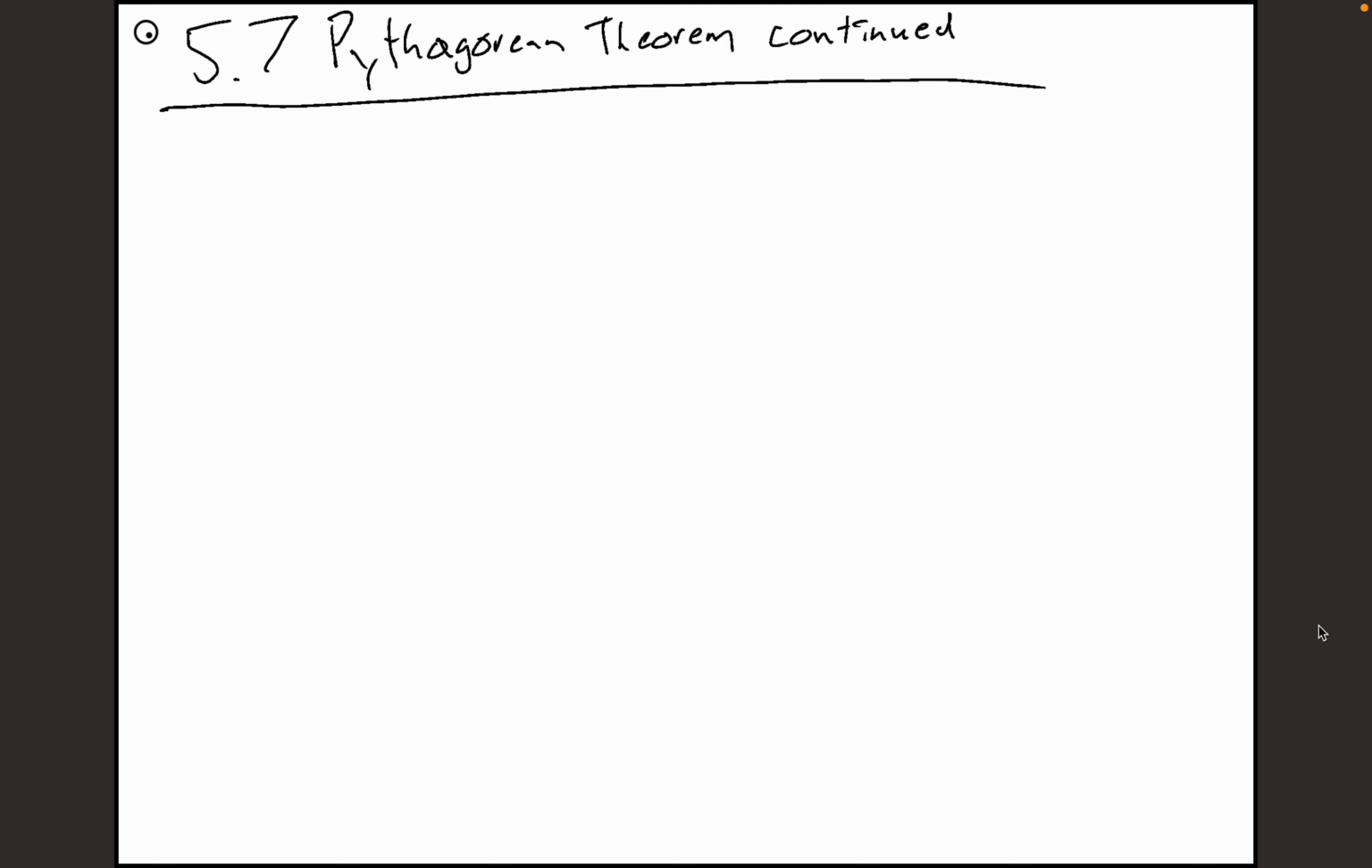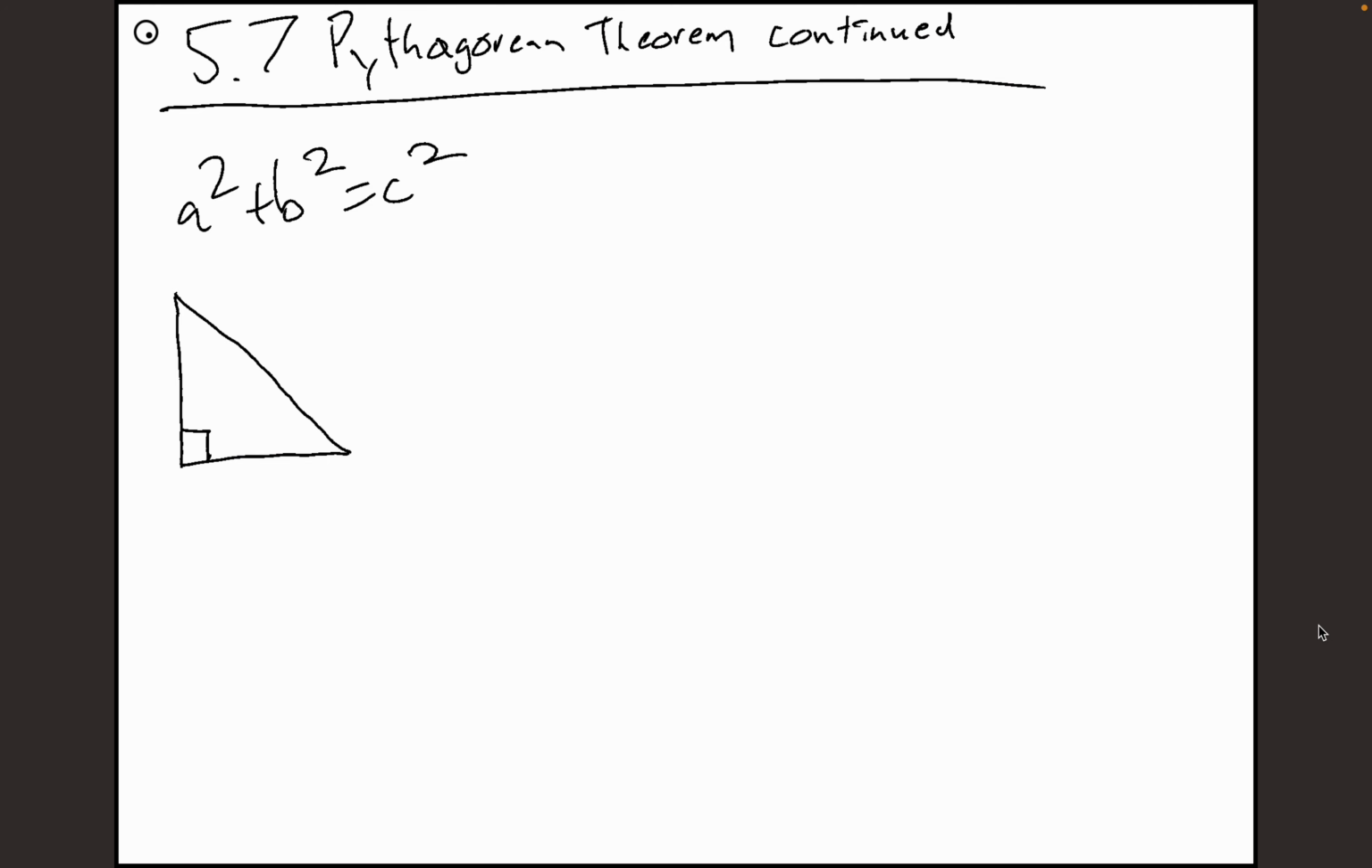Okay, so for today's virtual assignment, we're going to do 5.7 Pythagorean Theorem continued. With the Pythagorean Theorem, we discussed one main equation: a squared plus b squared equals c squared. When we did these problems, we were dealing with right triangles.